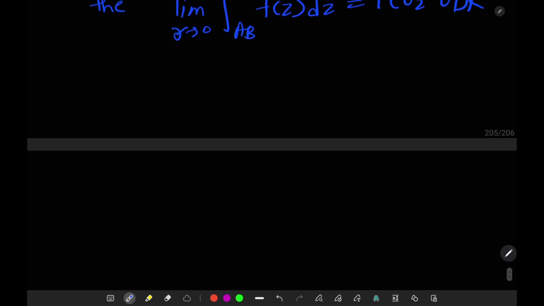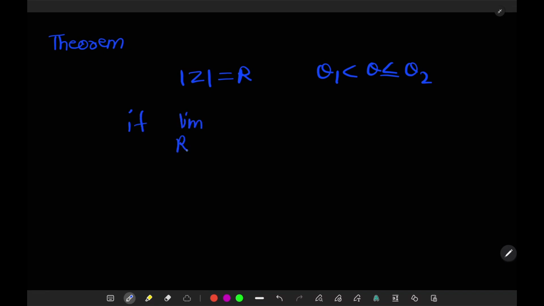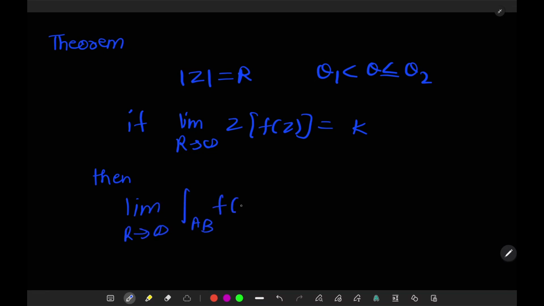Now another theorem. If AB is an arc of the circle of mod z equals to r between theta 1 and theta 2, if limit r tends to infinity of z f z equals to k, here k is a constant, then limit r tends to infinity integral AB f z dz is equals to i k into theta 2 minus theta 1.